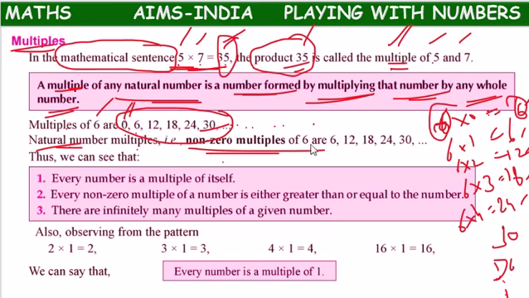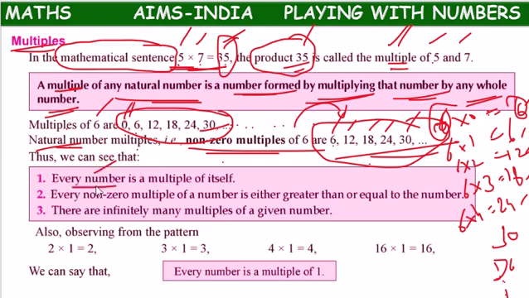Then we can write 6, 12, 18, 24, 30 from the 6 table. Multiples of 6 means whatever results you get in the 6 table: 6 ones are 6, 6 twos are 12, 6 threes are 18. You can write all those numbers. If you observe this, the multiples of 6 start with 6. It means every number is a multiple of itself.